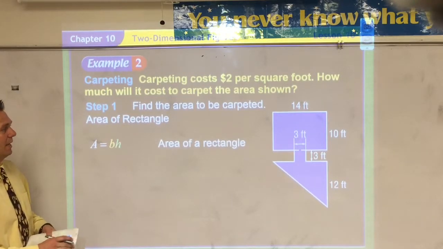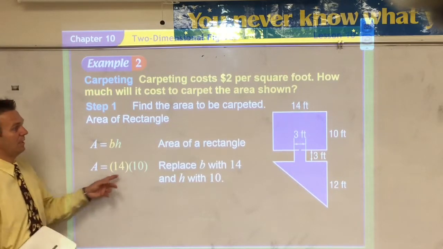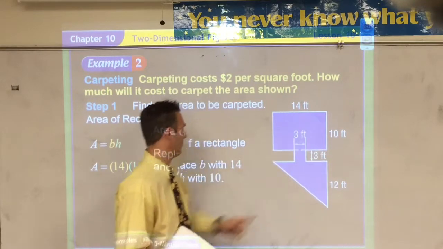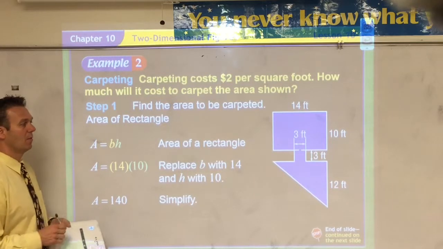So the area of the rectangle formula is base times height, and we punch in the numbers 14 times 10. 14 either way, so it's base times height. 14 times 10 gives you 140. Okay, so you found the rectangle.